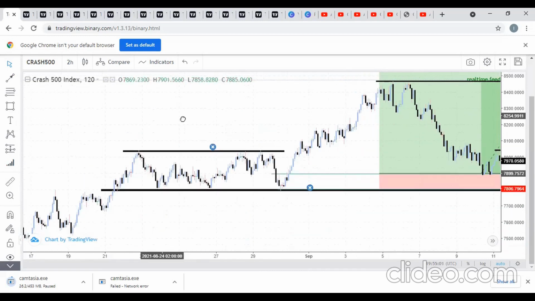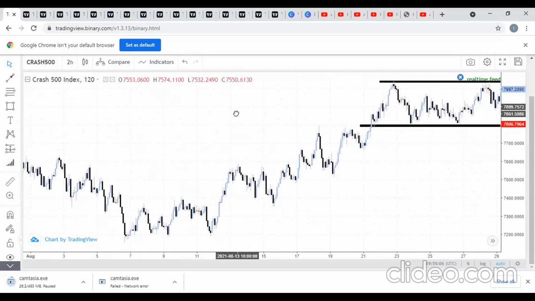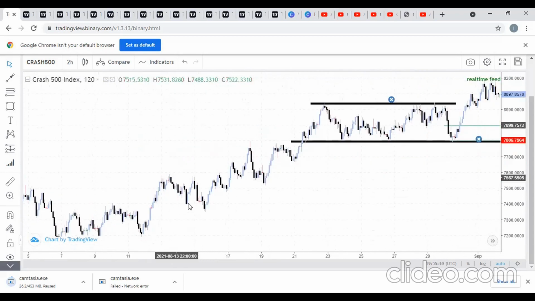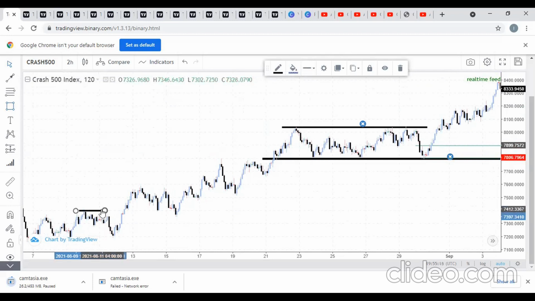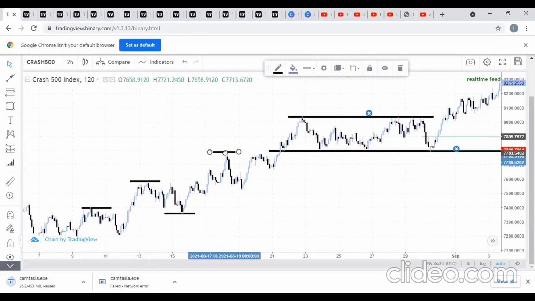But the first thing you want to understand, like I said, is structure. What is the structure of this market? You can see that this market is actually in an uptrend. Why? You can see that price has been creating a series of higher highs and higher lows, right? So you want to know the direction of the market. The directional bias is extremely important, right?